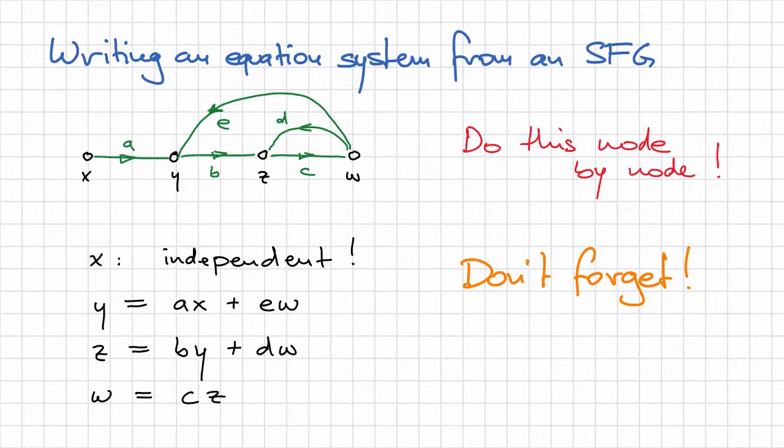There's the second thing I want to make sure you don't forget. Don't solve it like this. Writing a signal flow graph down as an equation system and then solving that equation system is a very inefficient way to do it. How to solve it without ever looking at the equation system written down is the topic of the second video in this short course.